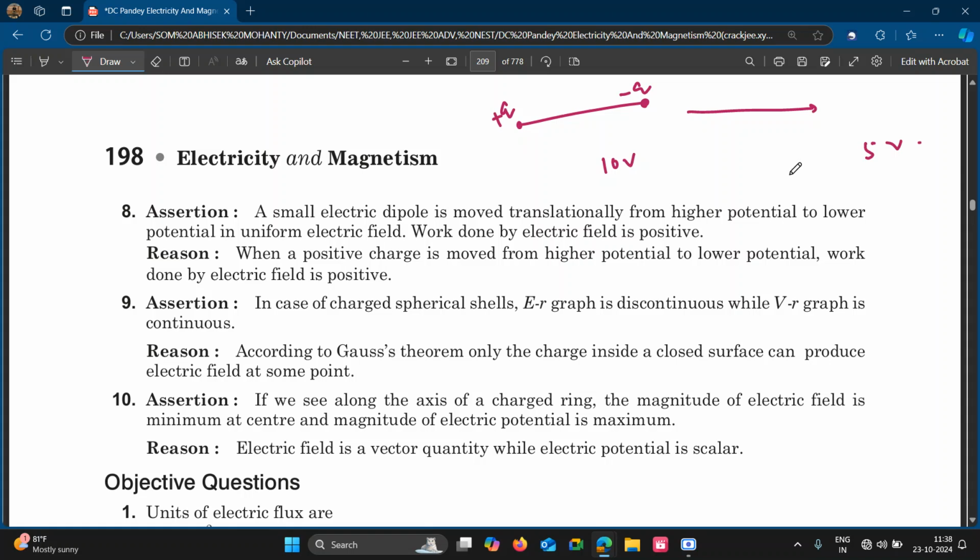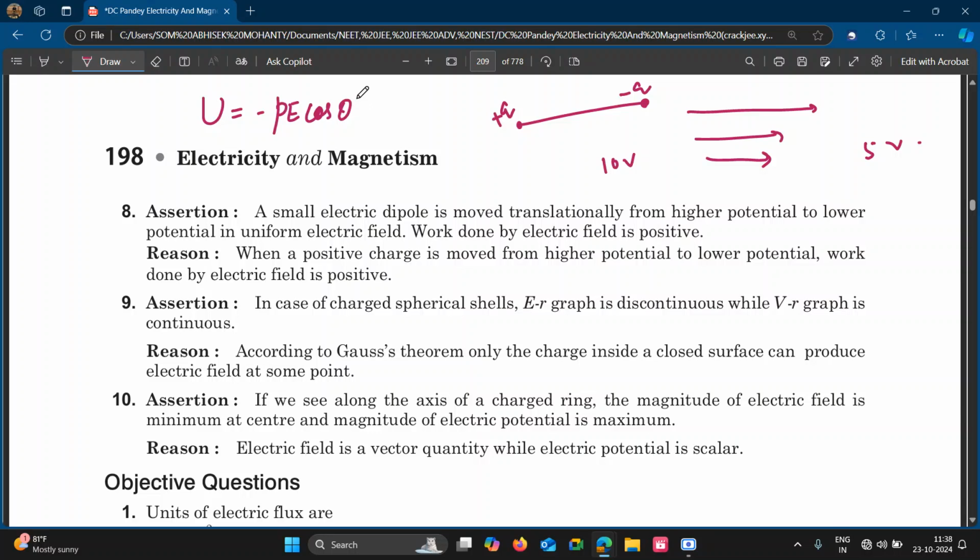Okay. Work done by electric field is positive. See here, potential is decreasing and this dipole is moved translationally from higher potential to low potential in a uniform electric field. Work done means change in potential energy, we can say, and the potential energy is minus PE cos theta. Right? Minus PE cos theta.